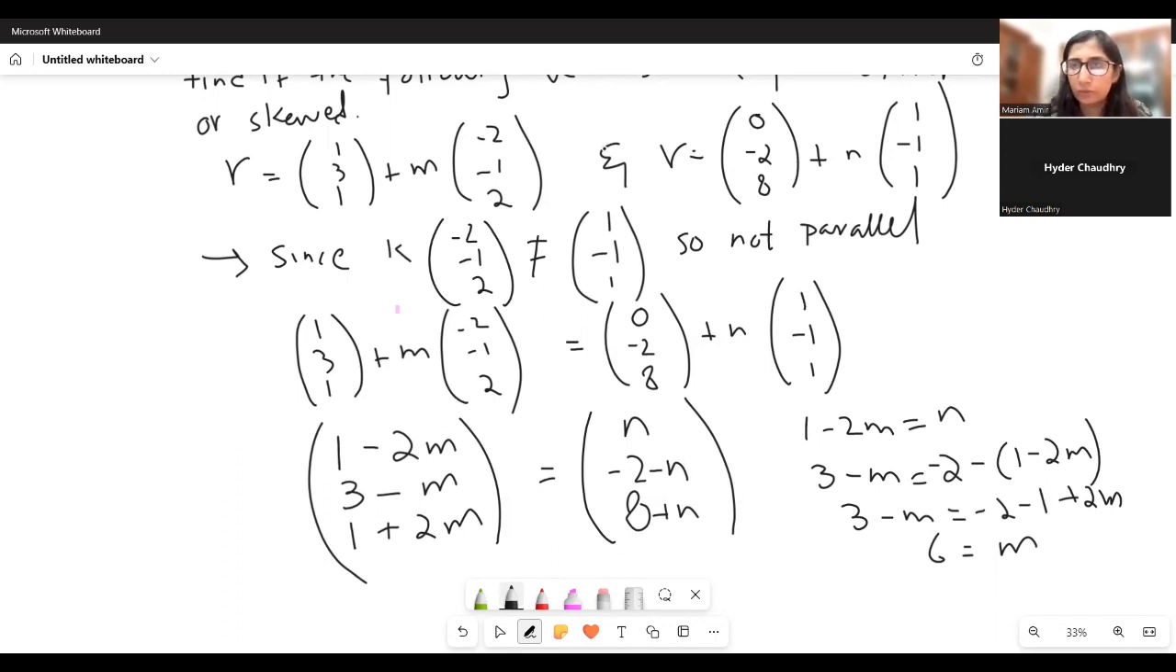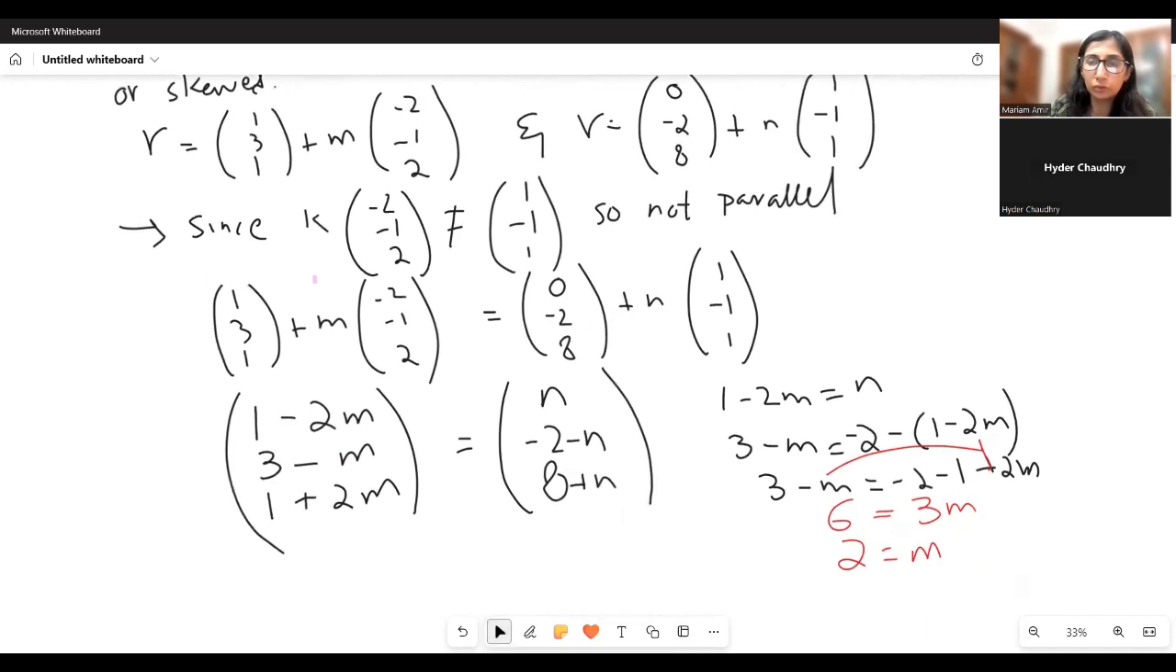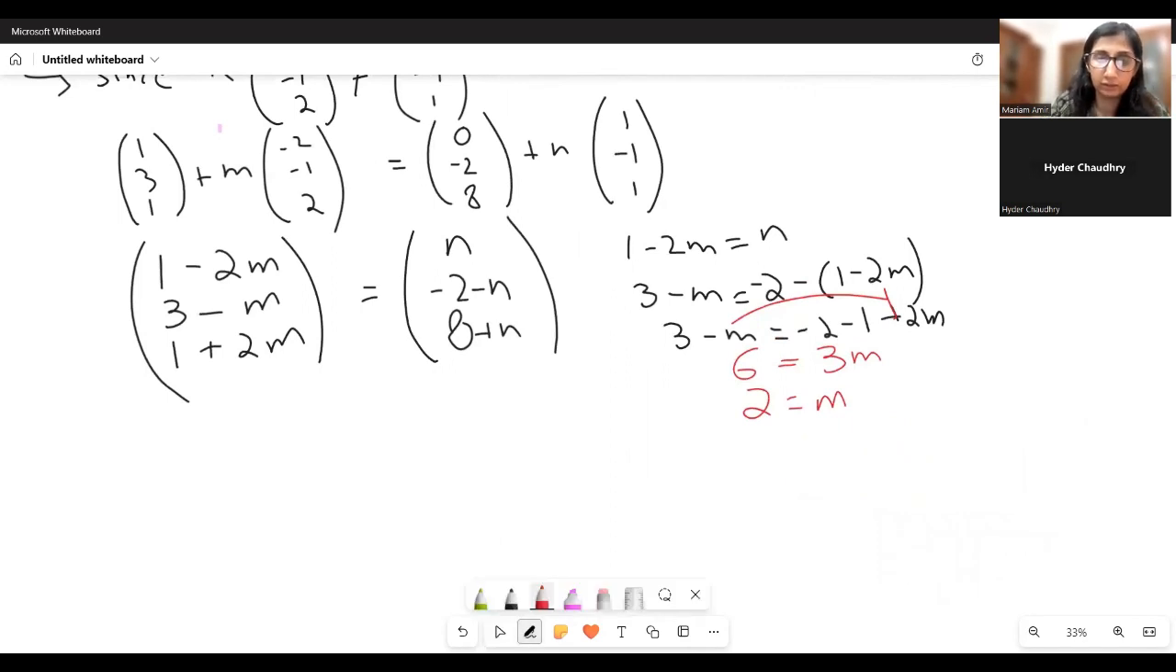Must have made a mistake somewhere. Let me just try to find it. Okay. Here's the mistake, as pointed out by Heather: when this m goes to the other side, it becomes 3m and we get 6. So 2 is equal to m, right? And when m is 2, then 1 minus 2 times 2 would be equal to n. So n is minus 3.